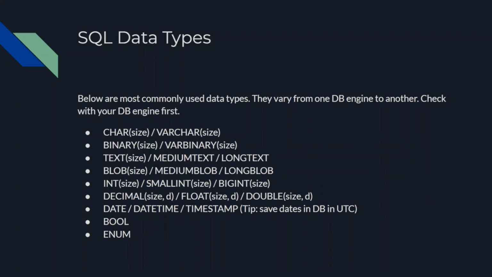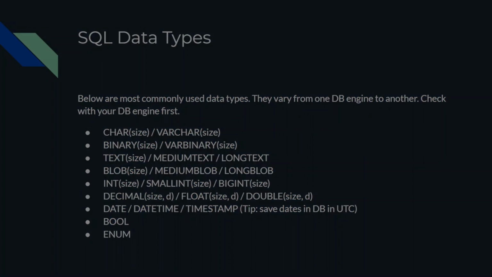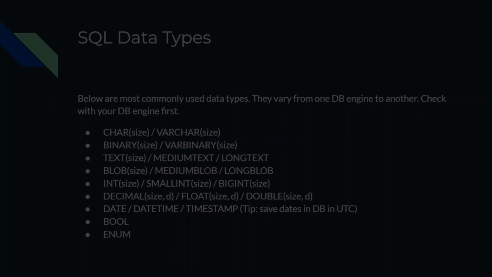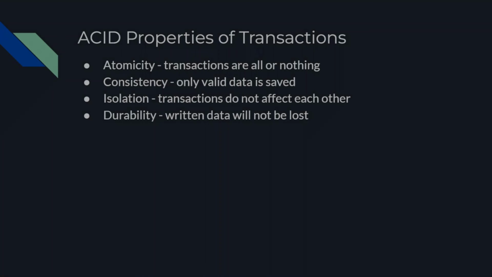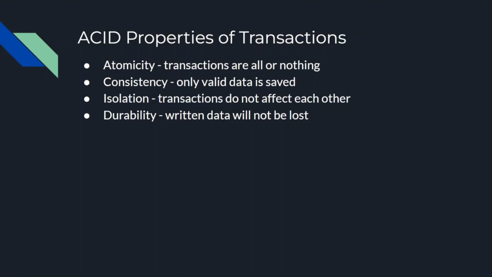Now that we know how to structure our data, let's talk about ACID properties of transactions. ACID stands for atomicity, consistency, isolation, and durability. These properties ensure that our database operations are reliable and maintain data integrity. Atomicity. Transactions are all or nothing. If any part of a transaction fails, the entire transaction is rolled back, leaving the database in its original state.